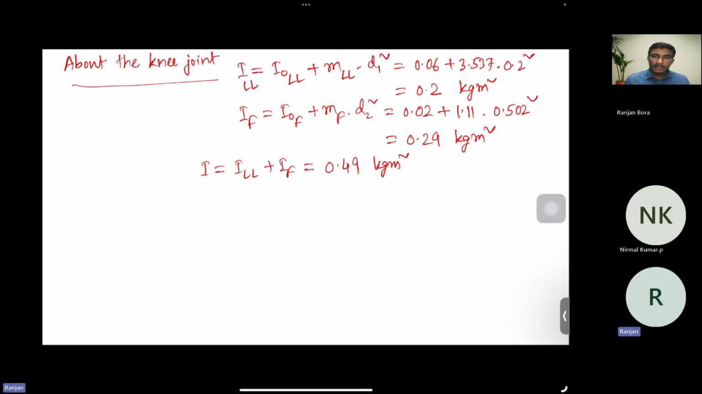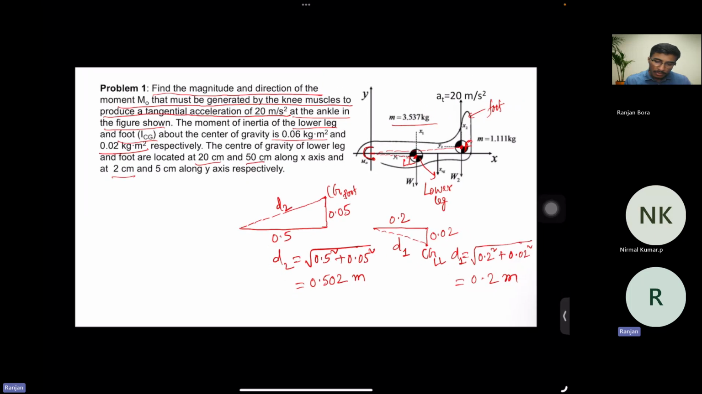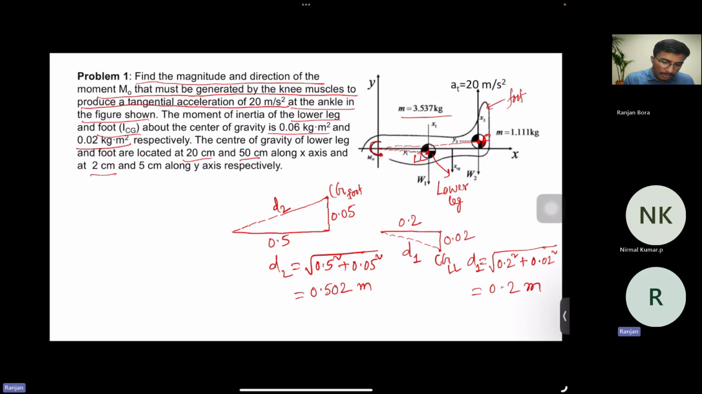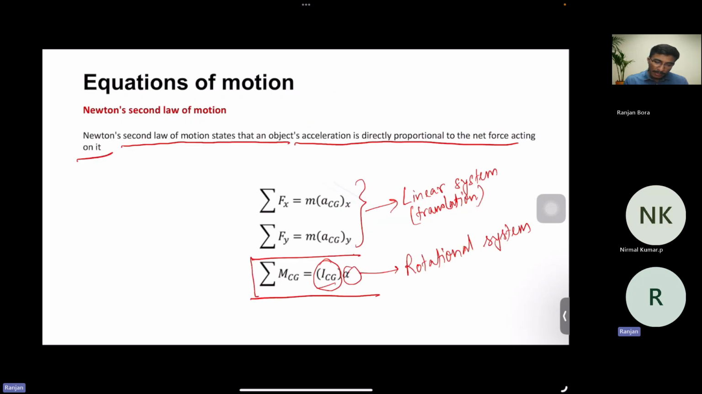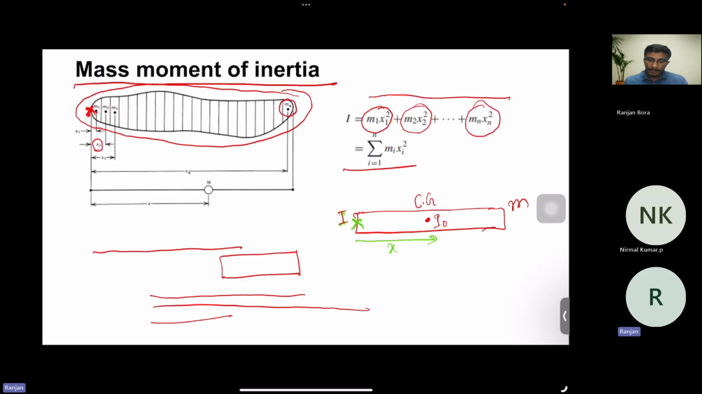So we have found the moment of inertia. Now what we need to calculate? We need to calculate the magnitude and direction of moment M naught. So M naught is shown here in the picture in the anti-clockwise direction. So which formula will we use now? Now we'll use this formula: the summation of M naught, summation of M equal to I multiplied by alpha.